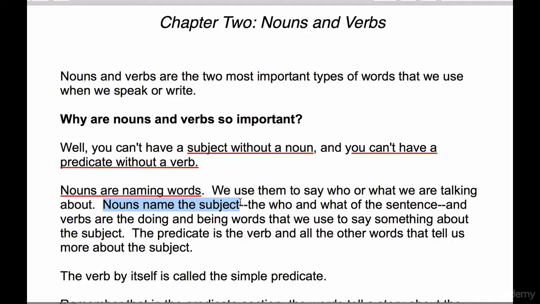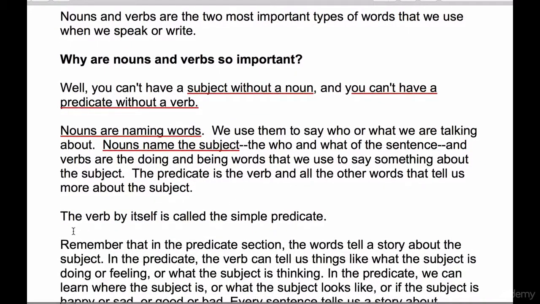Nouns name the subject. And the subject, as we know now, is the who and what of the sentence. And verbs are the doing and being words that we use to say something about the subject. The predicate is the verb and all the other words that tell us more about the subject. The verb by itself is called the simple predicate. We're going to talk more about that.